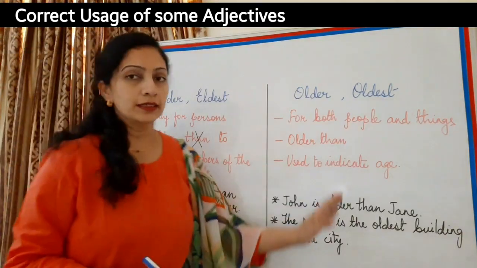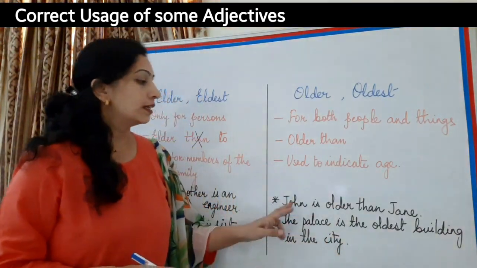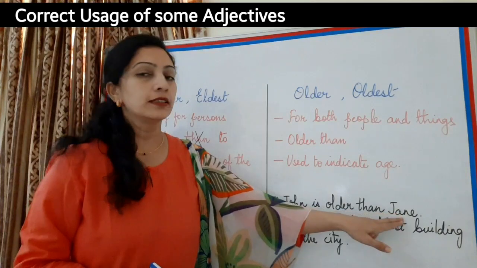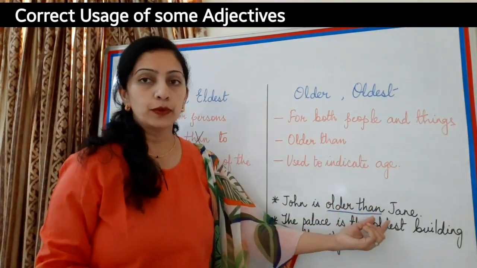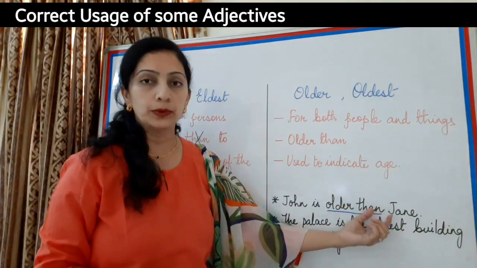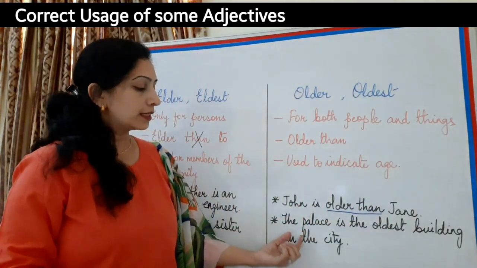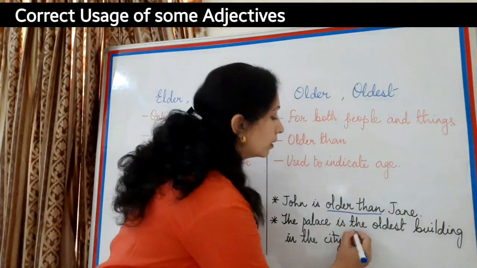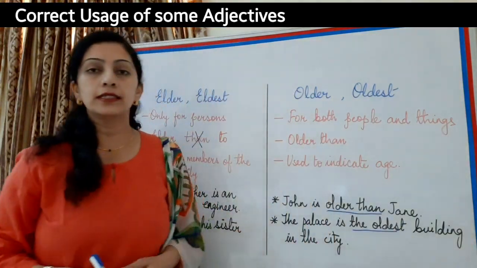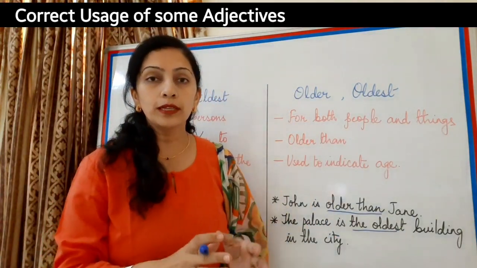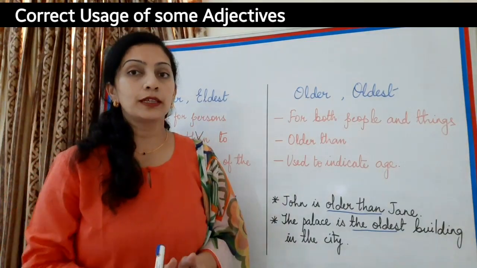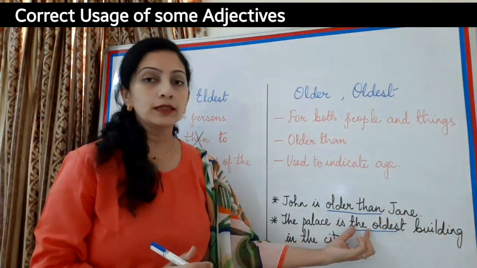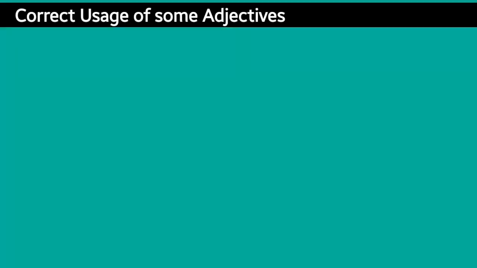Now let's look at the examples on older or oldest. John is older than Jane. Now if you look here, older comes before than. So with older I can use than. Next is, the palace is the oldest building in the city. Now since oldest is the superlative form of the degree of adjective, and whenever you use a superlative form, we always precede it with the article the.